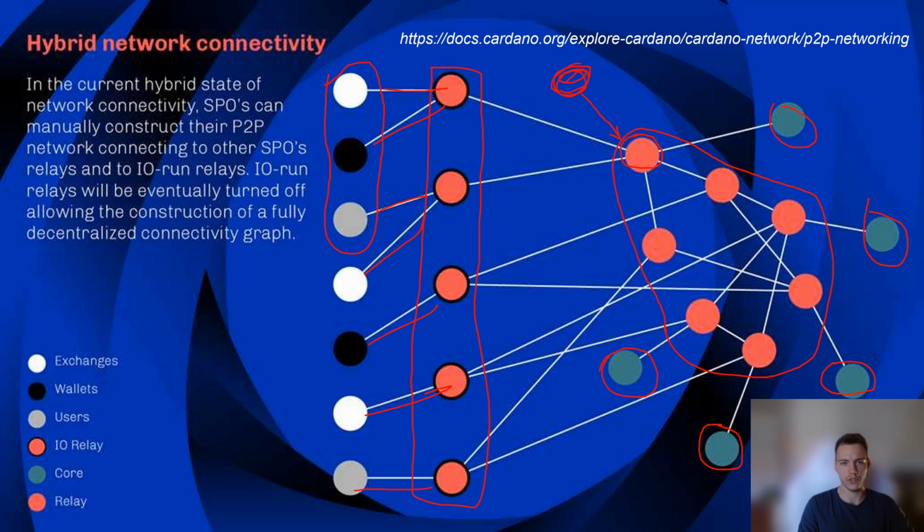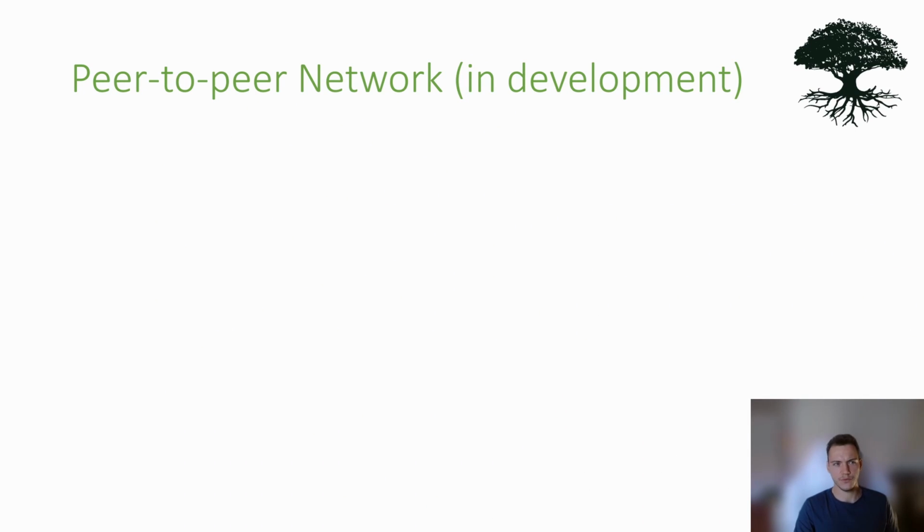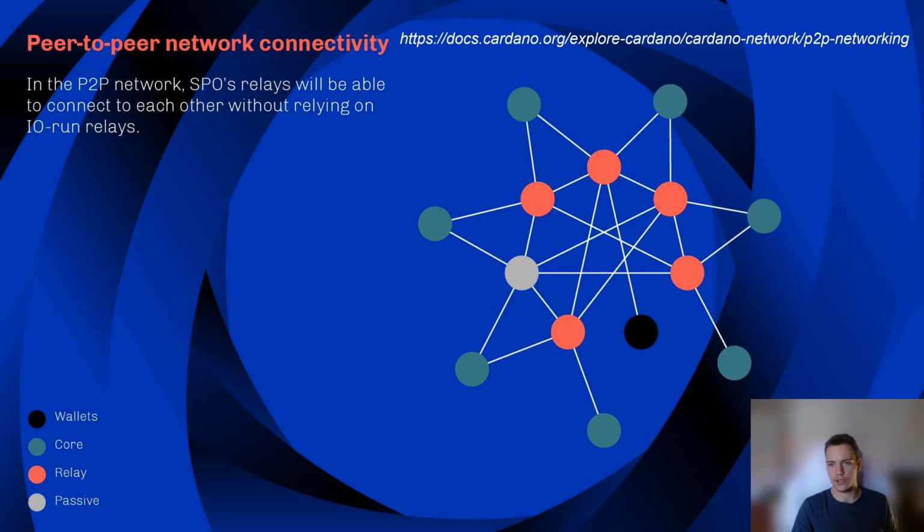So there is no need to connect exclusively to IO relays. Lastly, we have a peer-to-peer network graph, which is currently in development and will be the future stage. So here again, we have core nodes which are producing the blocks. They have their relays that are connected to each other.